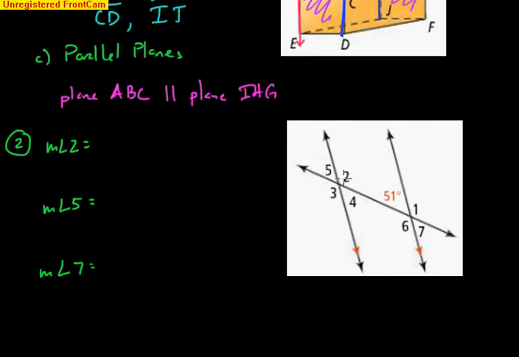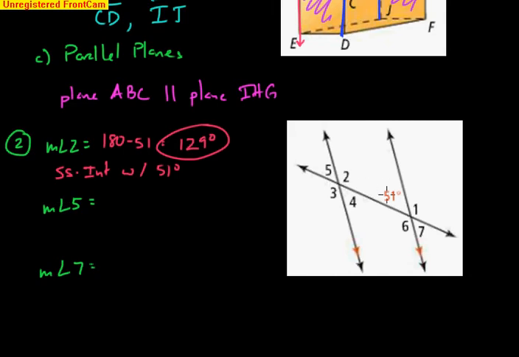Well, angle 2 is right here. If I look at angle 2 and the 51 degree angle, they are same side interior angles. So to find the measure of angle 2, I need to take 180 and subtract 51. And when I do that, I get 129 degrees. And there's the measure of angle 2 because it's same side interior with the 51 degree angle.